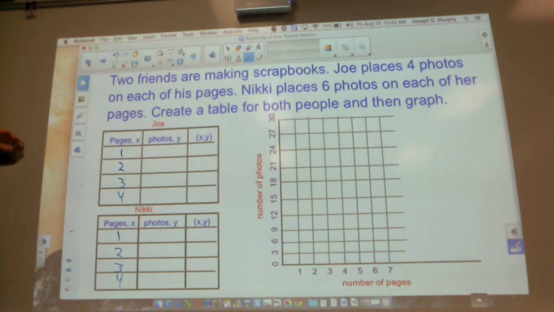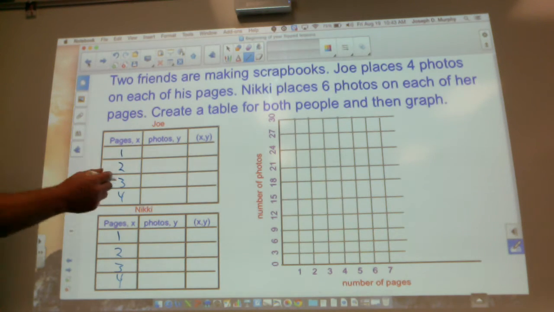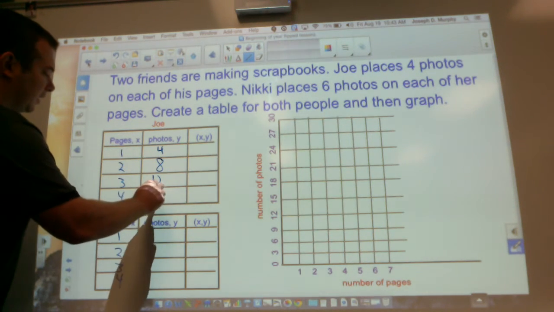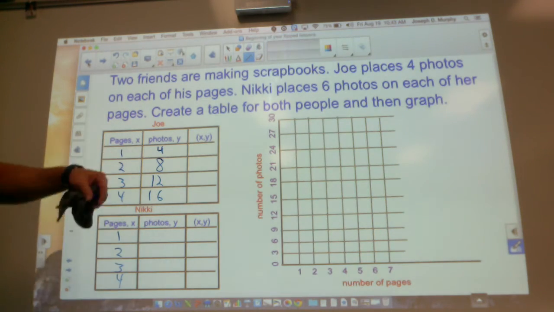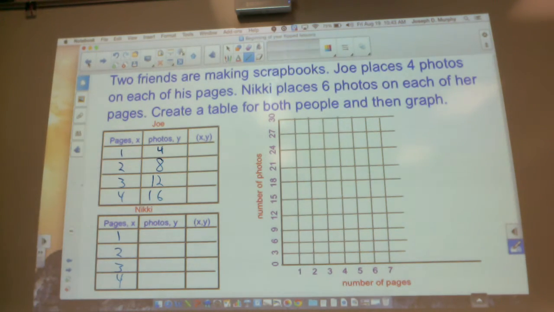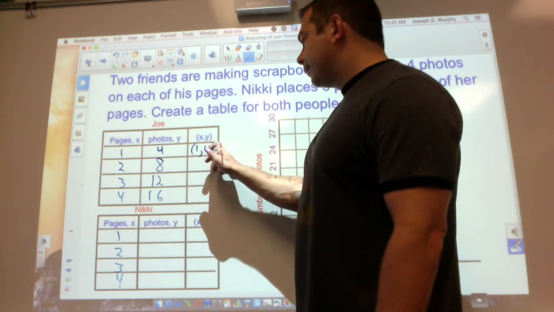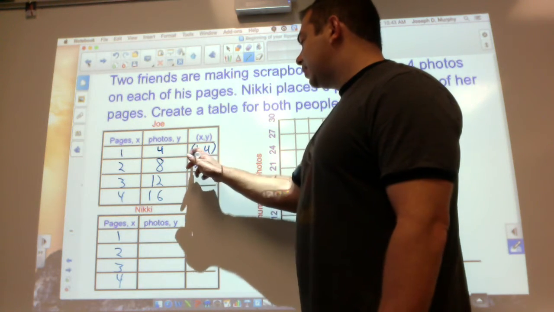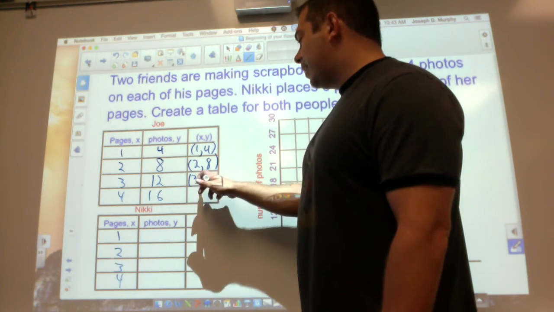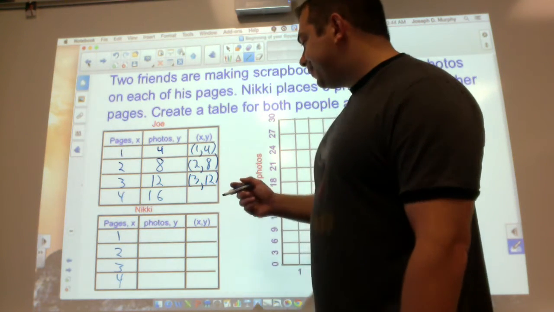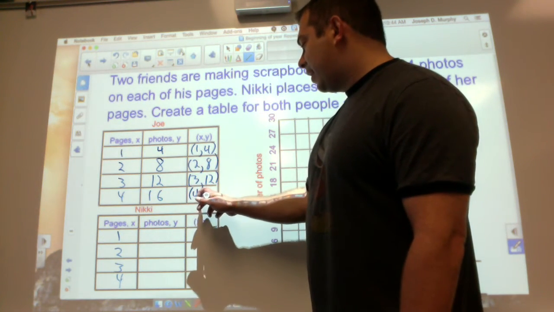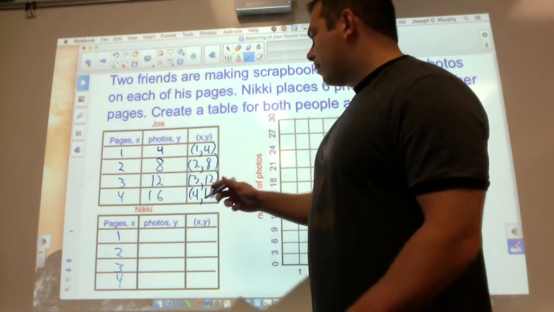Going back to my information now. For every 1 page, Joe places 4 photos. So I'd have 4 photos total. And then I'd have 8 photos total. 12 and 16. All right? It's a 1-to-4 ratio. So pretty much to make my XY, I just copy it over. 1, 4, 2, 8, 3 for my X, 12 for my Y, then 4 for my X, and 16 for my Y.